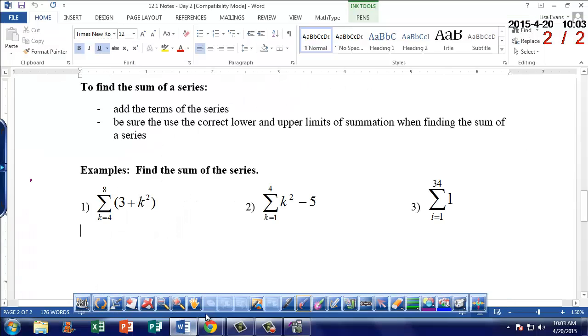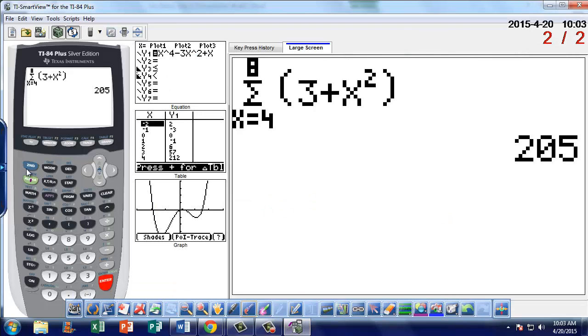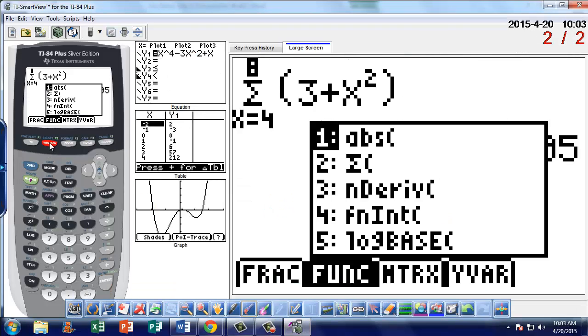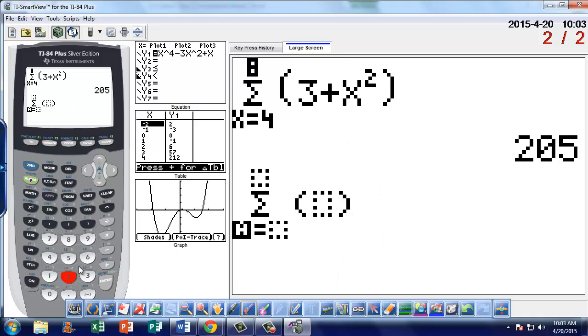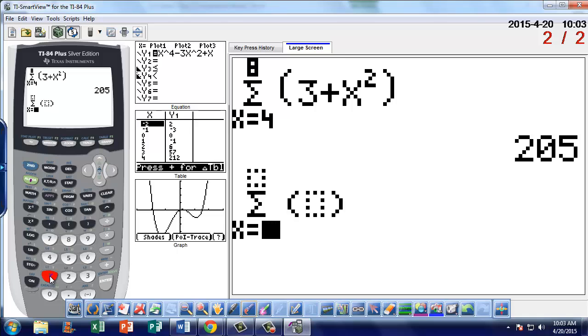Let's try the next one. So if I take a look, this one was 205. Let's take a look at this one. I'm going to go ahead and do alpha F2 again, number 2. I'm going to put in X. It starts at 1. There we go. Starts at 1. Go up. This one ends at 4.